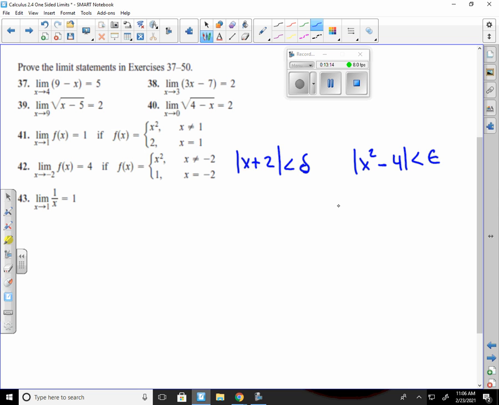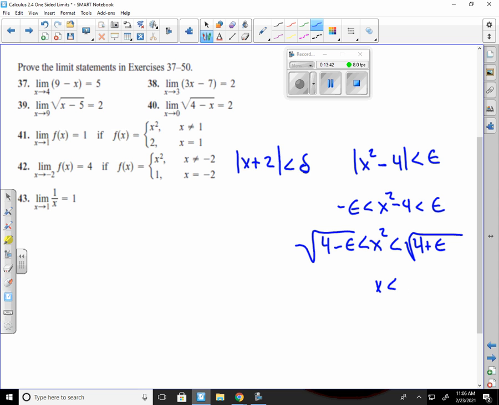Get rid of my absolute values. Negative epsilon is less than x squared minus 4, which is less than epsilon. Add the 4. 4 minus epsilon is less than x squared, which is less than 4 plus epsilon. Take the square root of both sides. That gives me just x in the center, and it's the square root of 4 minus epsilon and the square root of 4 plus epsilon.